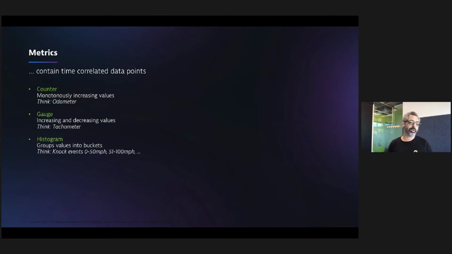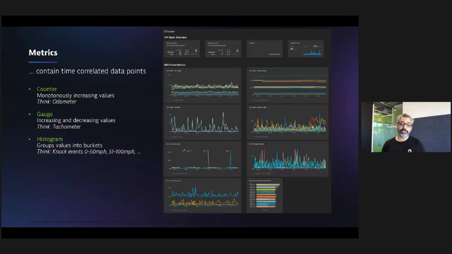Let's say your engine collects the knock events between 0 and 50 miles per hour, 51 and 100 miles per hour, and so on. You get the drill. And of course, somehow I collect these metrics now in my application. And then there are always ways to chart these metrics. And of course, it depends largely on the type of metric how you would chart it.